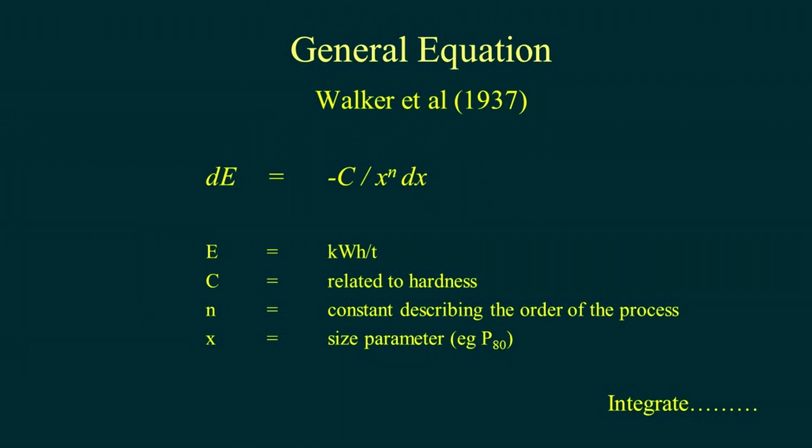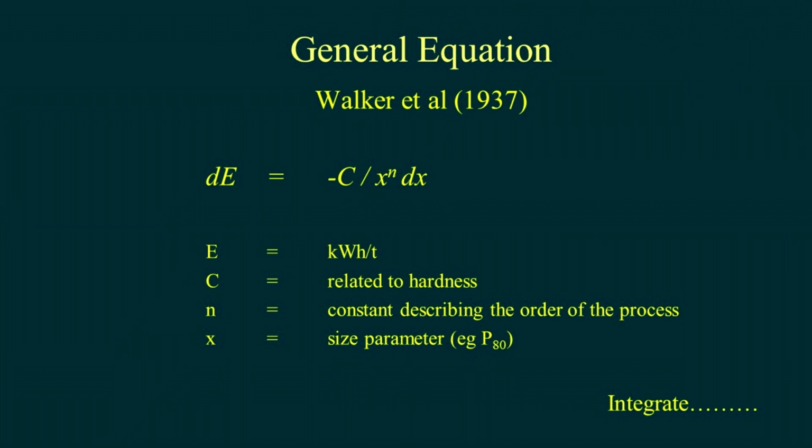If you look at the literature, go back to 1937, Walker, I think there were two other guys he was working with, came up with this general equation for energy size reduction. E is the energy, specific energy, and it's a differential equation. It says a change in energy is related to C, which is a constant, which he said is a hardness value of some description, divided by some size parameter, X, and we use P80. Don't ask me why we use 80% passing size. I've yet to find out why, but we seem to have stuck with 80% passing size. That's what this industry uses, and it's raised to N. And N corresponds to the order of the process.